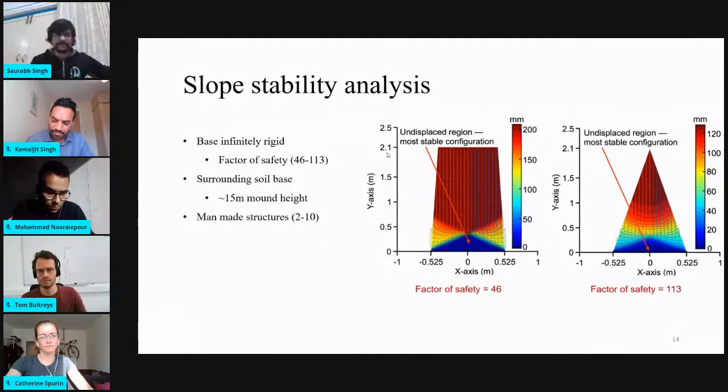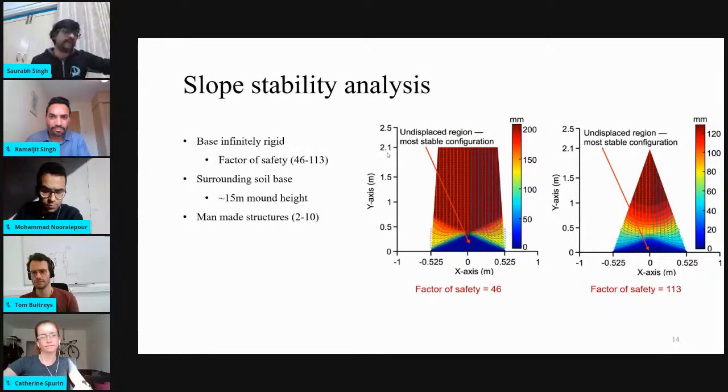So when I consider the properties of the base of the mound similar to whatever the neighboring soil has, I found that a mound of 15-meter height could be constructed if a factor of safety of 1 is considered. So that is quite a tall mound. We don't see it in nature, but this is the capability of the mound strength that we can have.